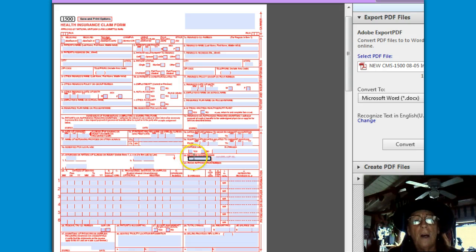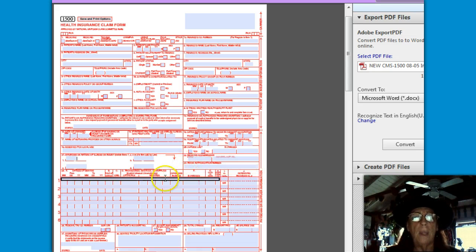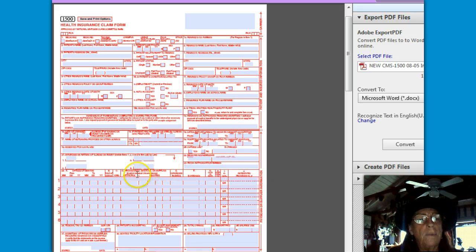Over here is if we've submitted a claim to Medicare and it's come back that we need more information, we would have a resubmission number to resubmit this paperwork to them. Down here in 23, this is an authorization number. So if we're having a procedure done that needed prior authorization from the insurance company, they would provide us with a number okaying the procedure, and we would type that in.